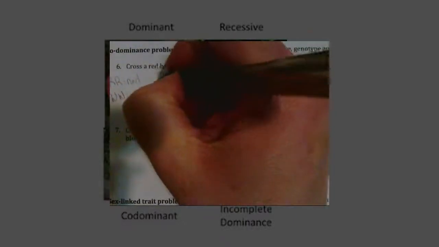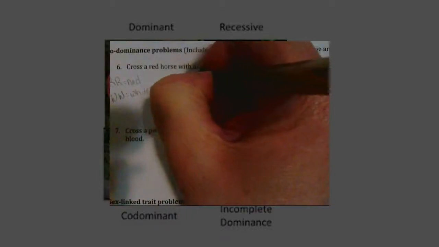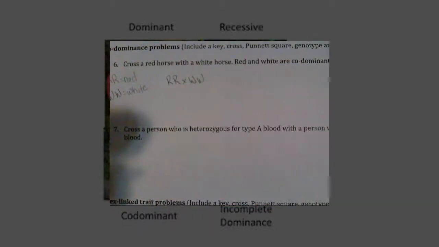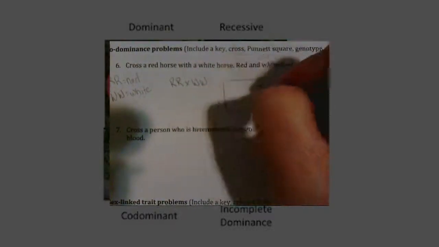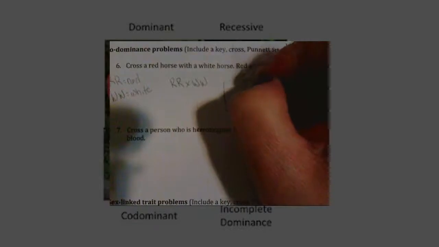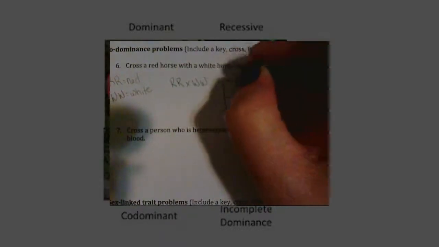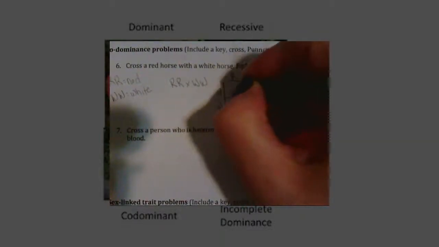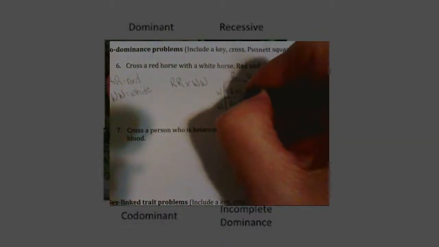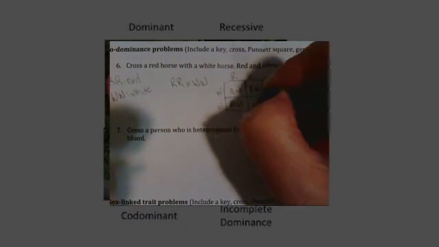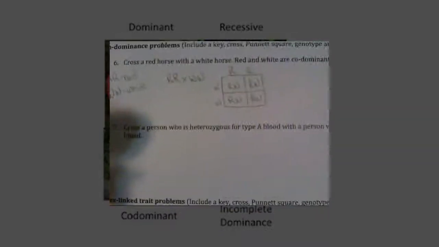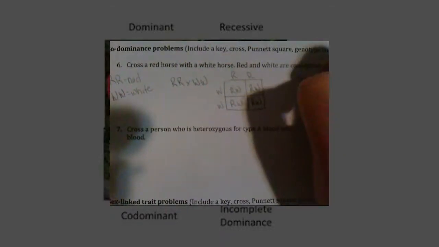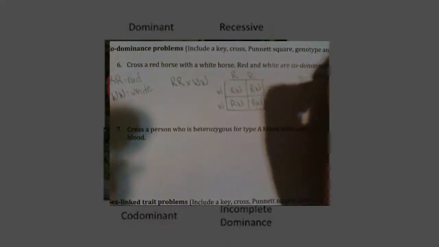We're going to put in our cross. We're going to build our Punnett square. And then we need to figure out our genotype ratio and our phenotype ratio.